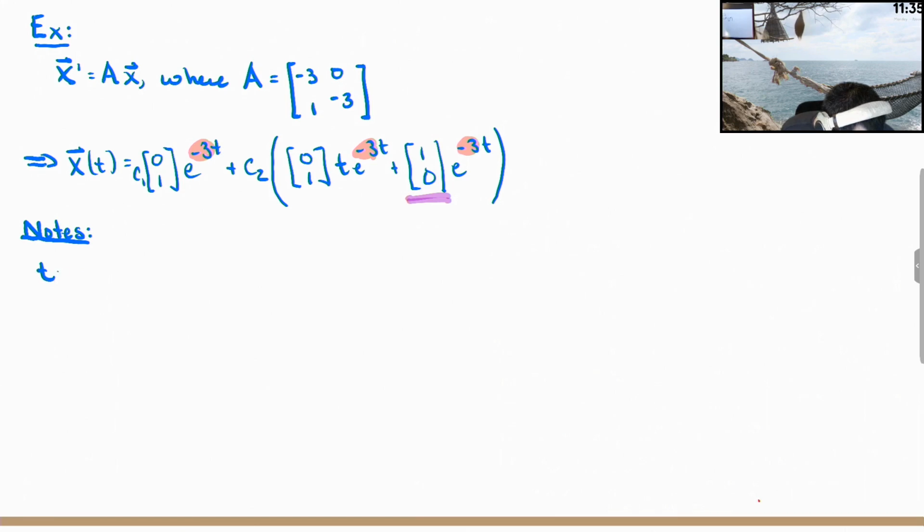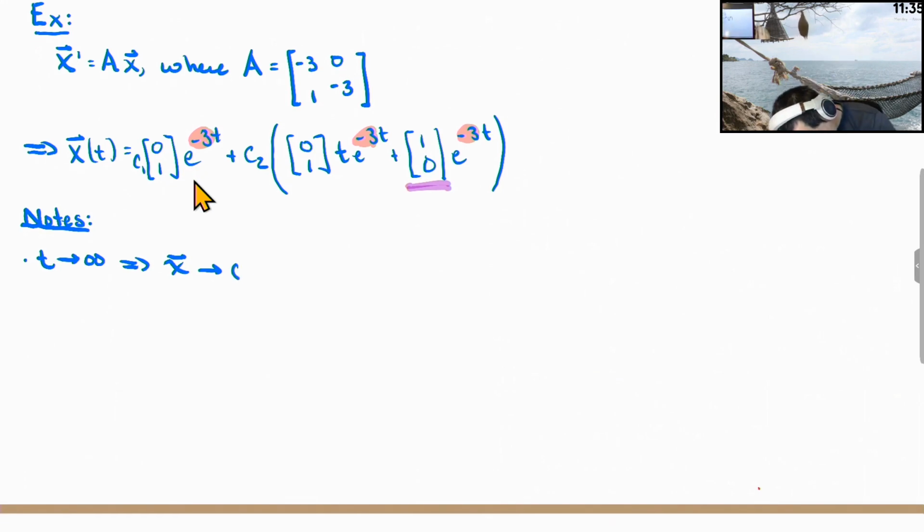As t goes to infinity, what happens to my solution? As t goes to infinity, what do all these exponentials do? They decay to 0. Even this term in the solution decays to 0, even though I have that t multiplier. It still decays to 0, and that's because of L'Hopital's rule. So I know everything is going to the origin.